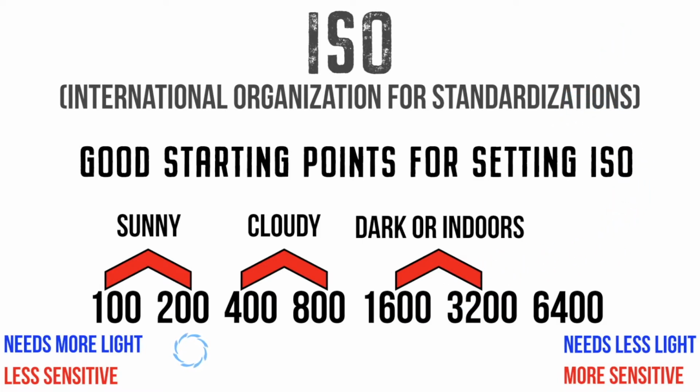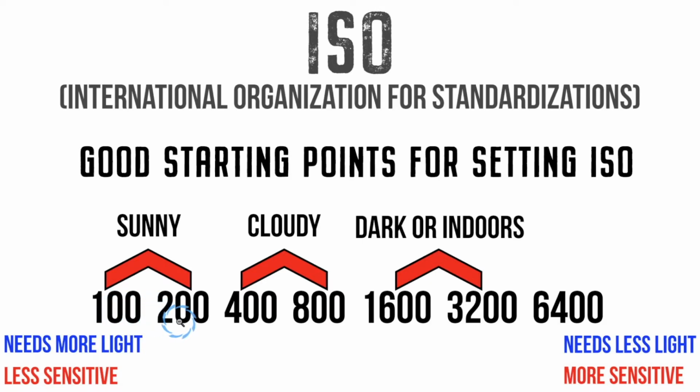I've made this chart to give you an idea of where to set this so you're not struggling in the beginning. If you're outside and it is bright and sunny, you can set it at 100 to 200. Now this is going to be determined by the minimum aperture of your lens. The faster lens you have, meaning the lower the aperture number, the lower the number can be.